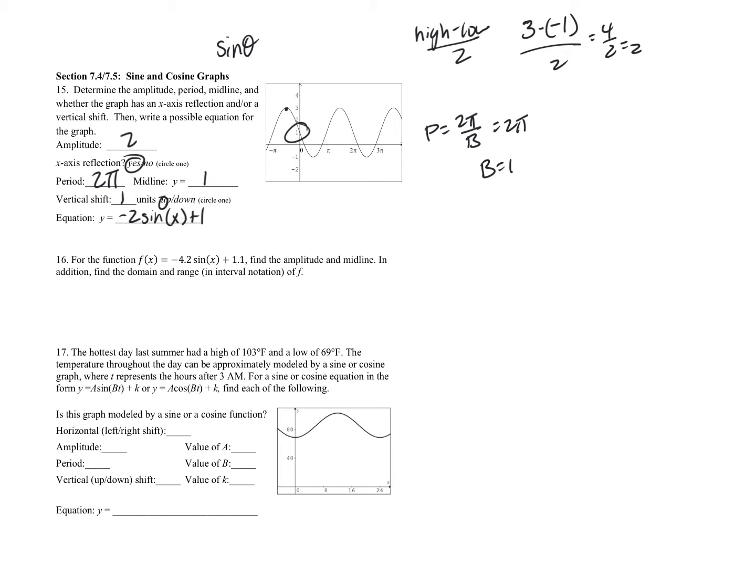All right, on to question 16. So we're going to find the amplitude, the midline, and then the domain and range. So the amplitude is always going to be the absolute value of this value at the front. So our amplitude is going to be 4.2. And our midline is always going to be that vertical shift. So our midline is y equals 1.1. And remember, since it is a midline, we need to have the y equals, not just 1.1.